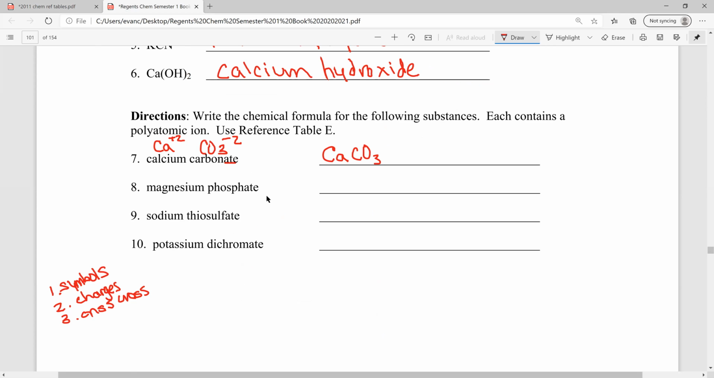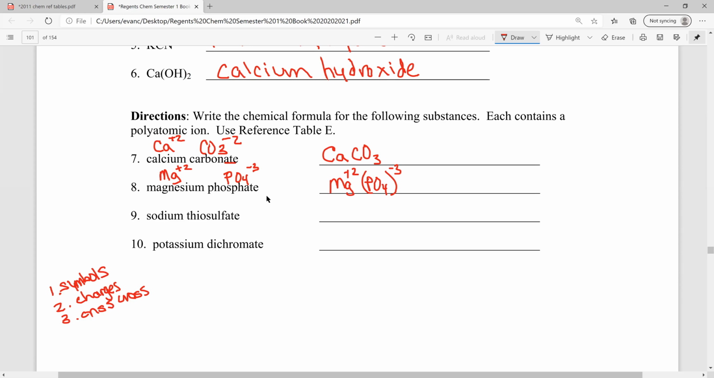Now magnesium is an element from Table S, the symbol's Mg. This is phosphate, careful, not phosphide. Phosphide would be the element phosphorus. So now I need to go to Table E and find phosphate, and I already know what it is, so I'm just going to save us some time. It has a -3. Magnesium on the periodic table is a +2. So I'm going to write down my symbols with their charges. Magnesium is a +2, and my phosphate, which I'm going to put in parentheses, is a -3.